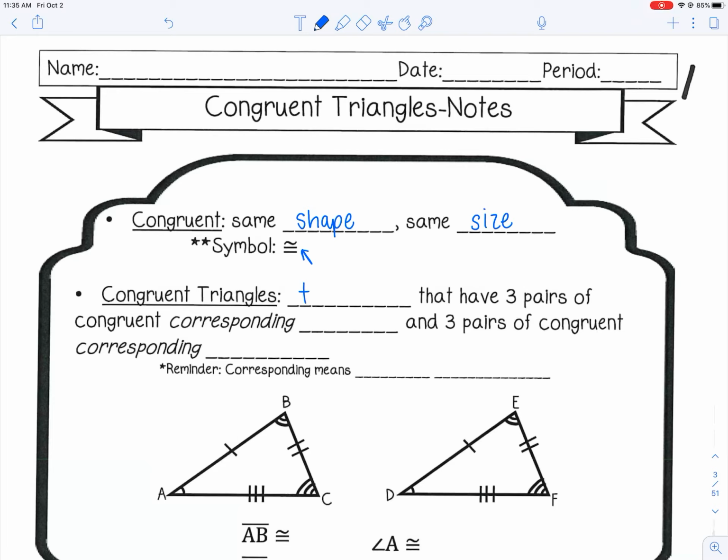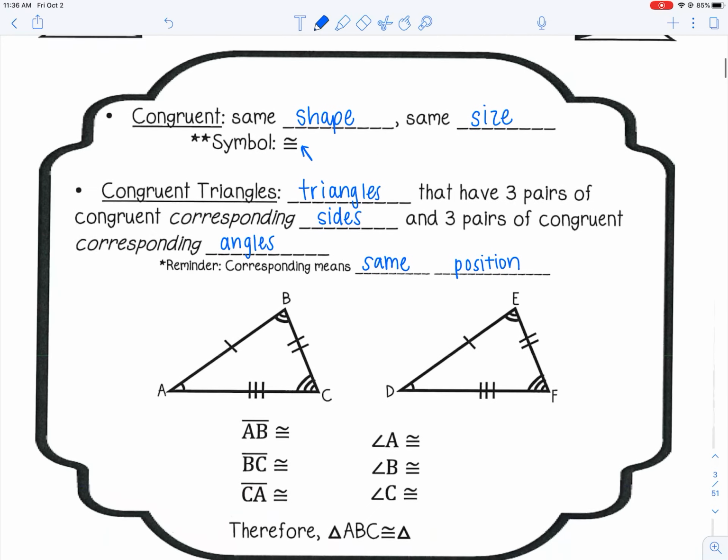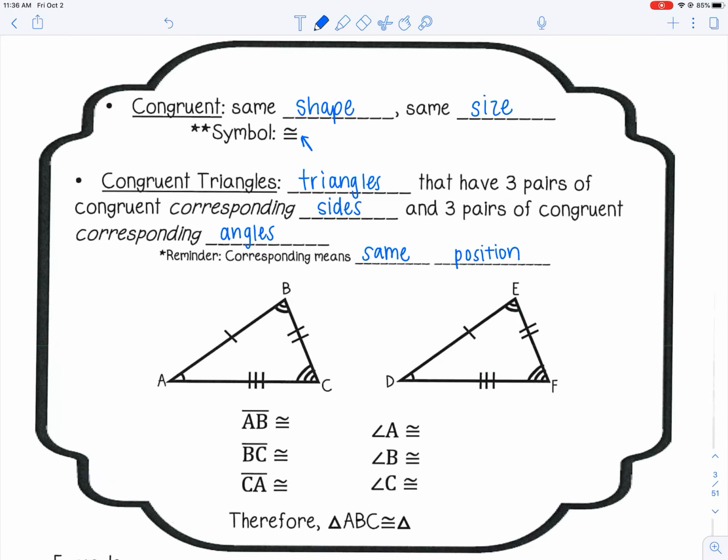So congruent triangles are triangles that have 3 pairs of congruent corresponding sides and 3 pairs of congruent corresponding angles. And remember from last unit, corresponding means that they are in the same position. So we are going to be looking at congruent triangles, their measures. We're going to do proofs with congruent triangles and all that good stuff. But first we need to look at how we can find out or show congruent sides and congruent angles.